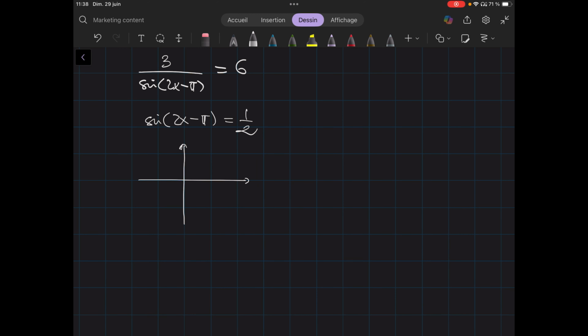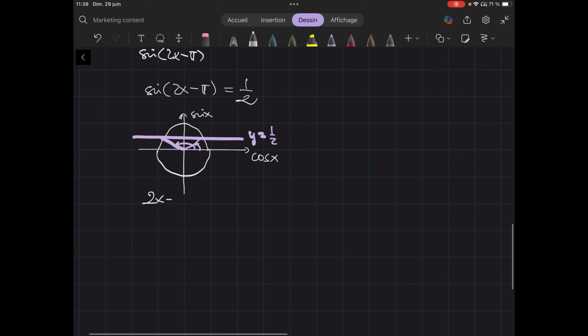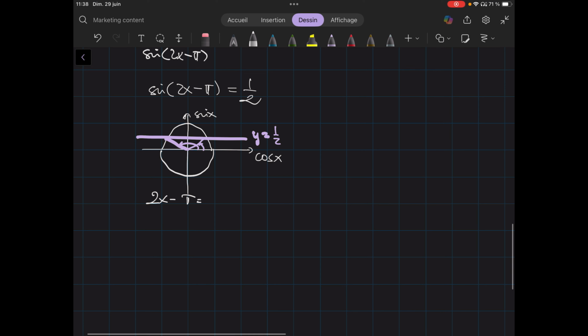If you're not sure how to proceed, just sketch the unit circle. Cos x on the x-axis, sine of x on the y-axis. We want to solve the equation sine of something equal to 1 by 2, and it will give you two roots, the bigger one and the smaller one. 2x minus pi is equal to pi by 6 plus k2 pi, or 2x minus pi is equal to 5 pi by 6 plus k2 pi.